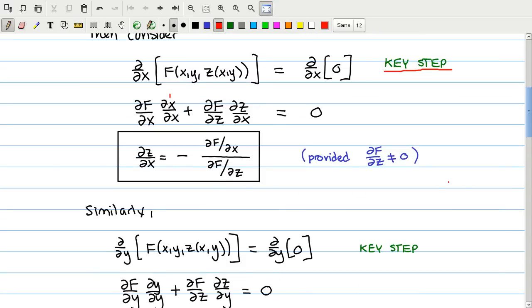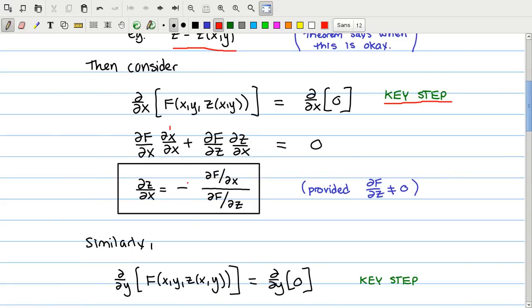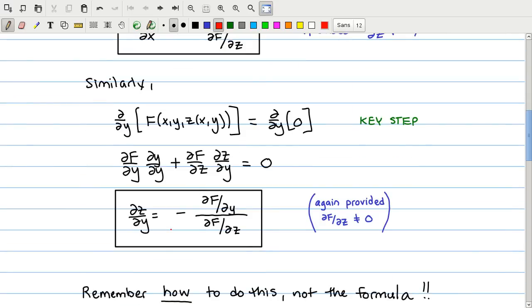Similarly, suppose I want partial z, partial y. Following from the previous example, I might consider just taking the partial y derivative of the whole implicit equation, which we do right here. That gives us, when we use the chain rule, the x derivative vanishes, partial f, partial x, partial y vanishes because x and y are independent variables, they don't depend on each other. Partial f, partial y, partial y, partial y, again, that will be 1.